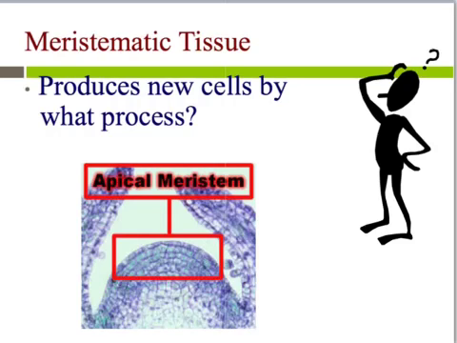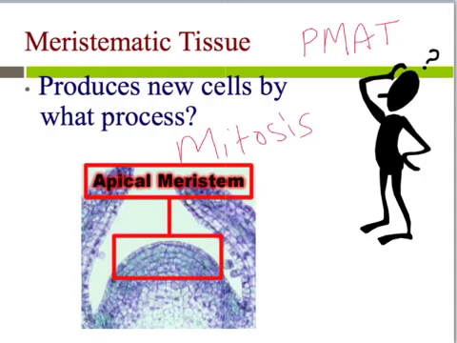Produces new cells by what process? And I just said it on the last slide, but hopefully if you remember from way back when, hopefully some of this stuff sticks, you have this going on, if this rings a bell: prophase, metaphase, anaphase, and telophase. So by what process? There's a lot of cell division taking place here through the process of mitosis. Mitosis is cell division that is primarily for healing and for growth. And so that's what you see here. This is an apical meristem at the top of the plant, and the plant is going to continue to get taller and taller and taller.